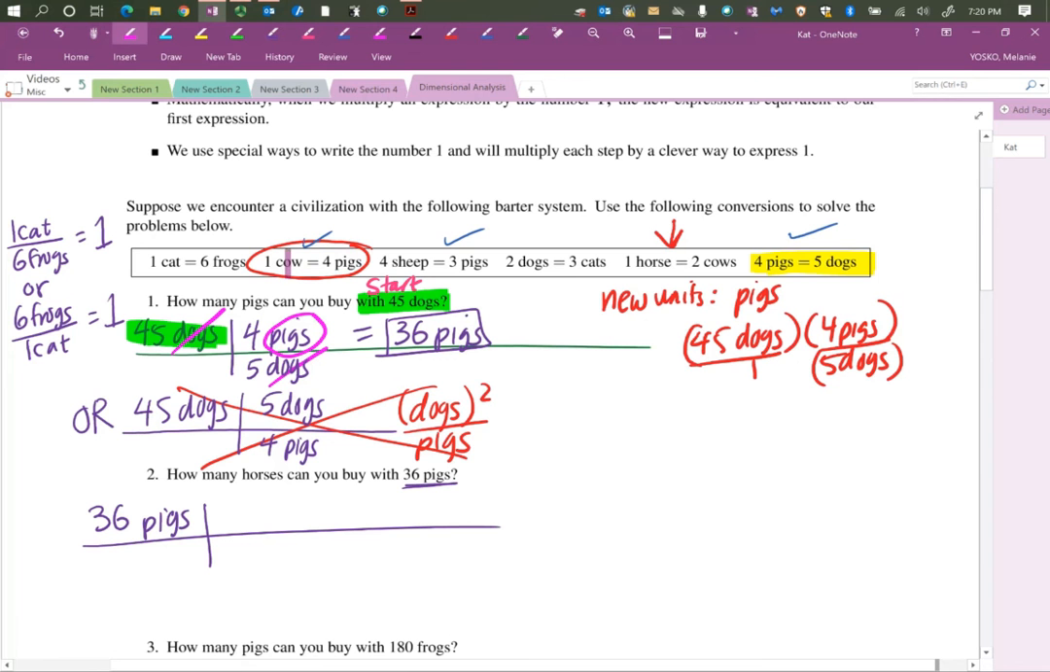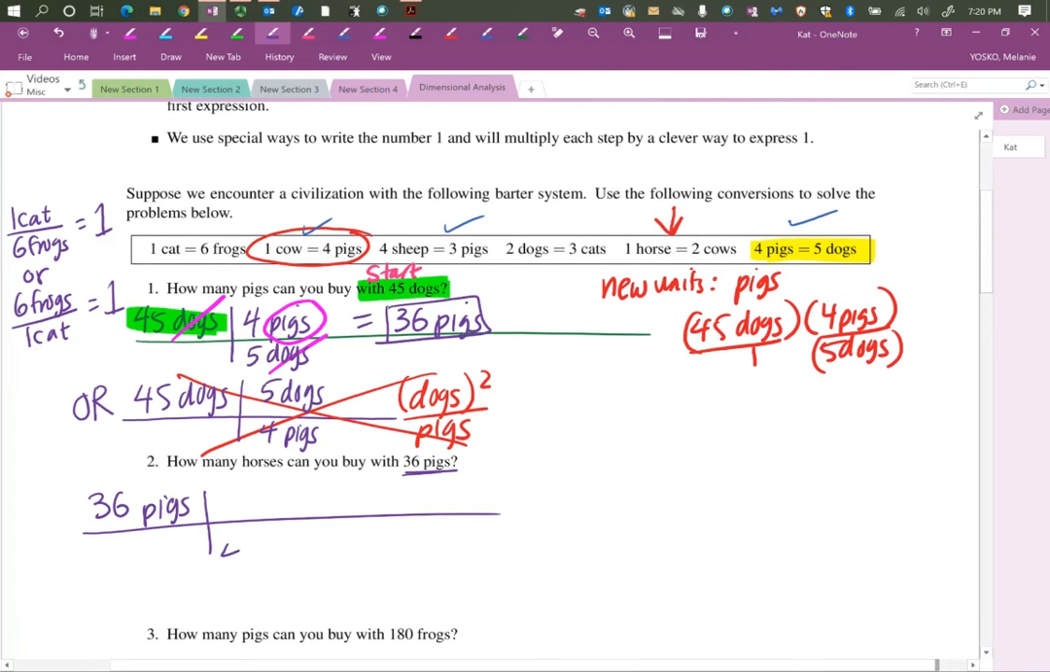So I could put 1 cow on top and 4 pigs on bottom, or I can flip it. 4 pigs could be the numerator and 1 cow could be the denominator. Well, which one do we want here? We want pigs to be in the denominator, so the units will cancel. So that means 4 pigs has to go down here and 1 cow has to go up here. That way when we multiply it, pigs in the numerator cancel with pigs in the denominator. The new units of this step are cows.